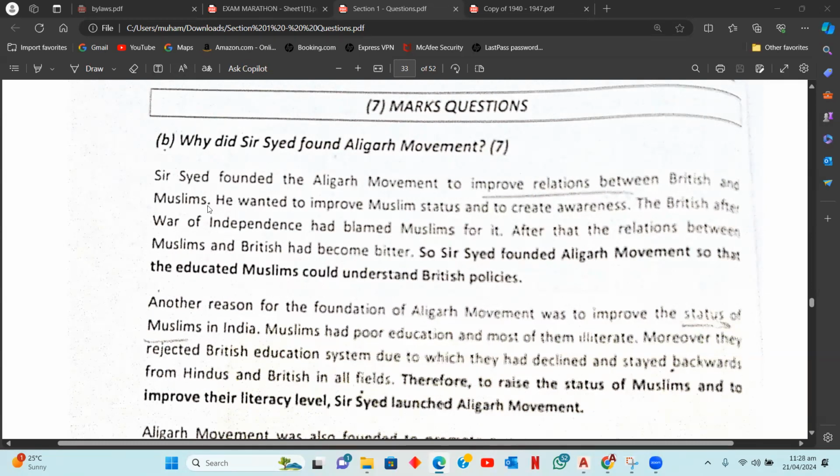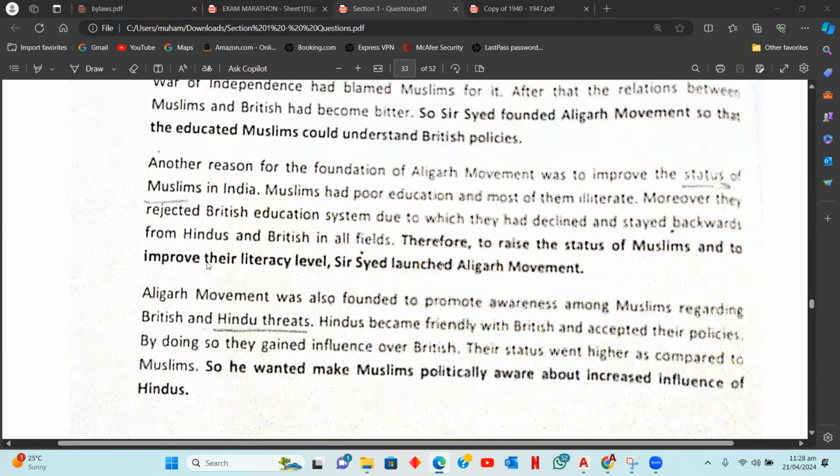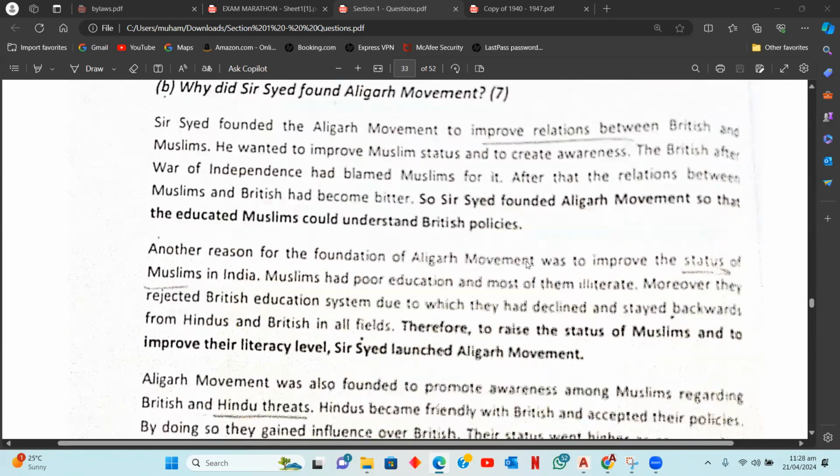Okay. Now, let's look at the first one. And obviously, you need to make 3 paragraphs, 3 reasons. The first paragraph here says that the Aligarh movement was found to improve relations between the British and Muslims. You see, Sir Syed Ahmed Khan had worked a lot on improving the British-Muslim relations and to create awareness. The British, after the War of Independence, had blamed Muslims for this war. This was leading to a downfall in the relations of British and Muslims.